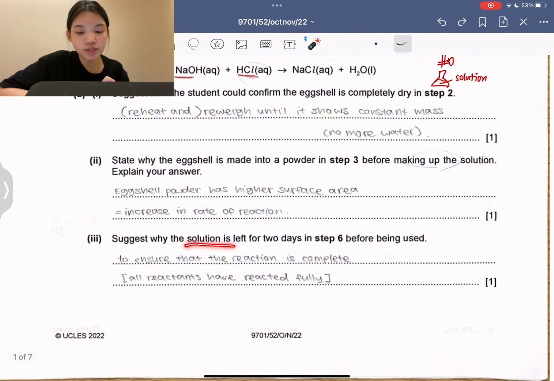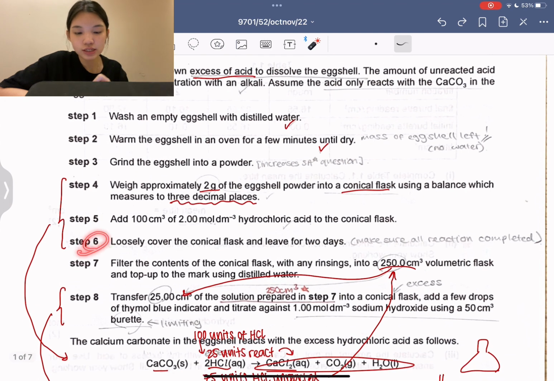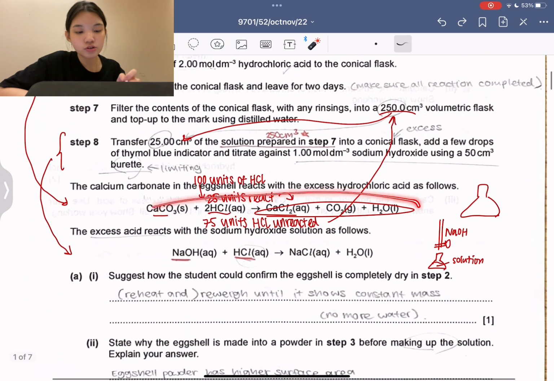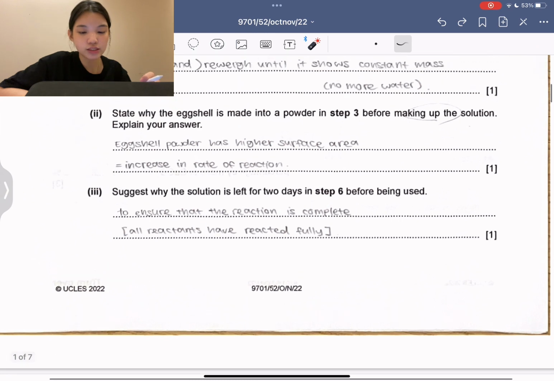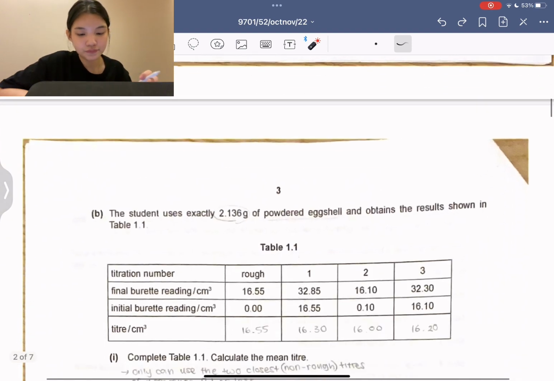This question asks why the solution is left for 2 days in step 6 before being used. Step 6 says that the eggshell powder is placed into a conical flask, then the HCl is added to the conical flask, then you leave it for 2 days. So the reactants are left to react with each other for 2 days to ensure that the reaction is complete and all reactants have reacted fully.